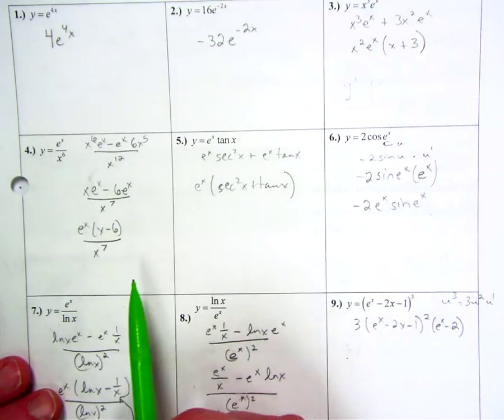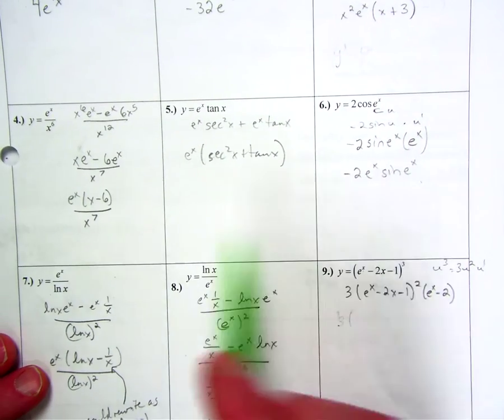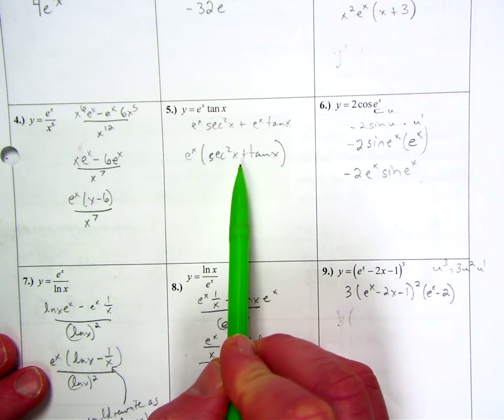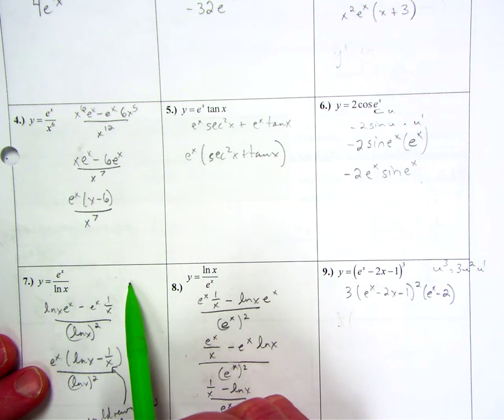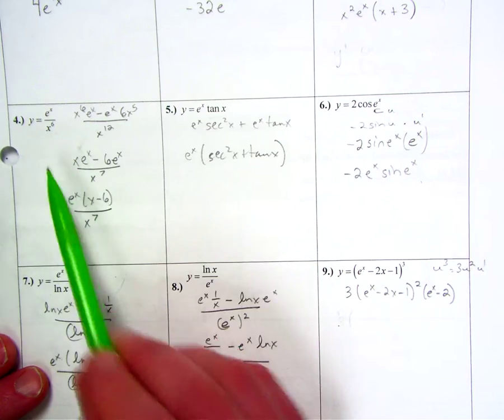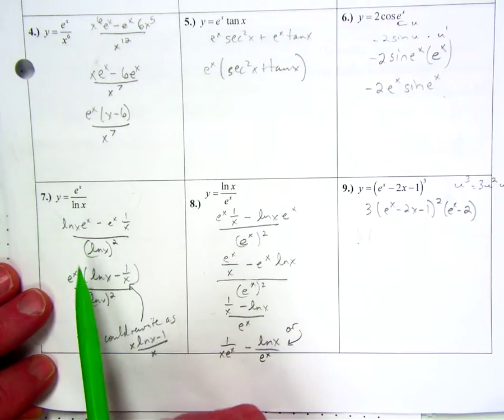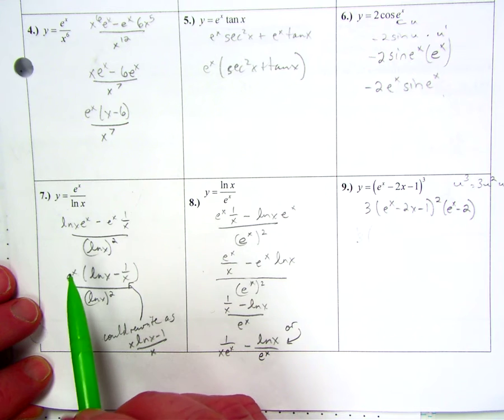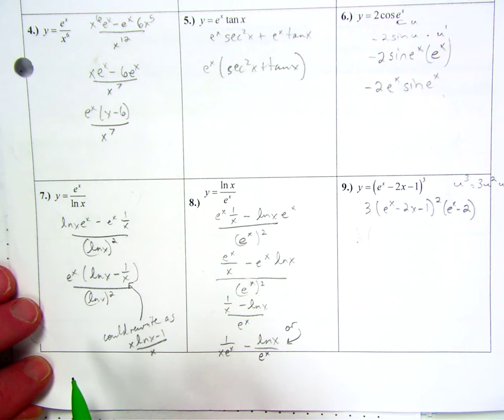I'm just going to show you some of the answers here. Again, use your product rule. E regenerates itself, so it ends up being something you can factor out. Quotient rule here. This one involves natural log and E both. So that means there may be a time where something cancels out.